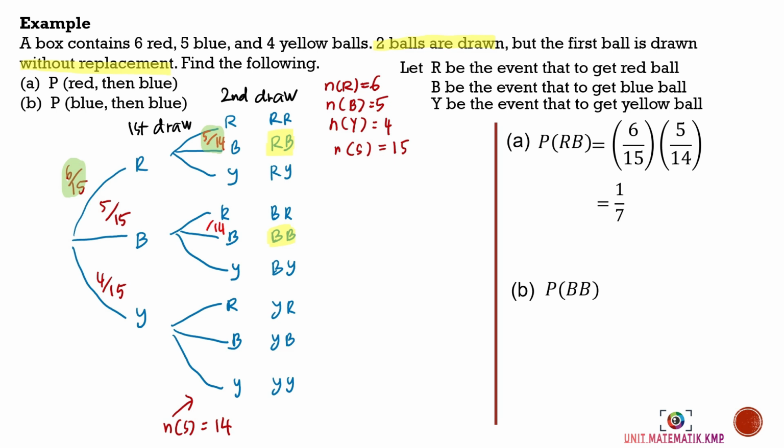Okay, blue ball. So, blue ball mulanya ada 5. Okay, 5 blue ball. So, sekarang tadi dekat first draw kita dah ambil 1. So, the balance will be 4 over 14. Okay, yang tinggal hanya 4 bola biru.